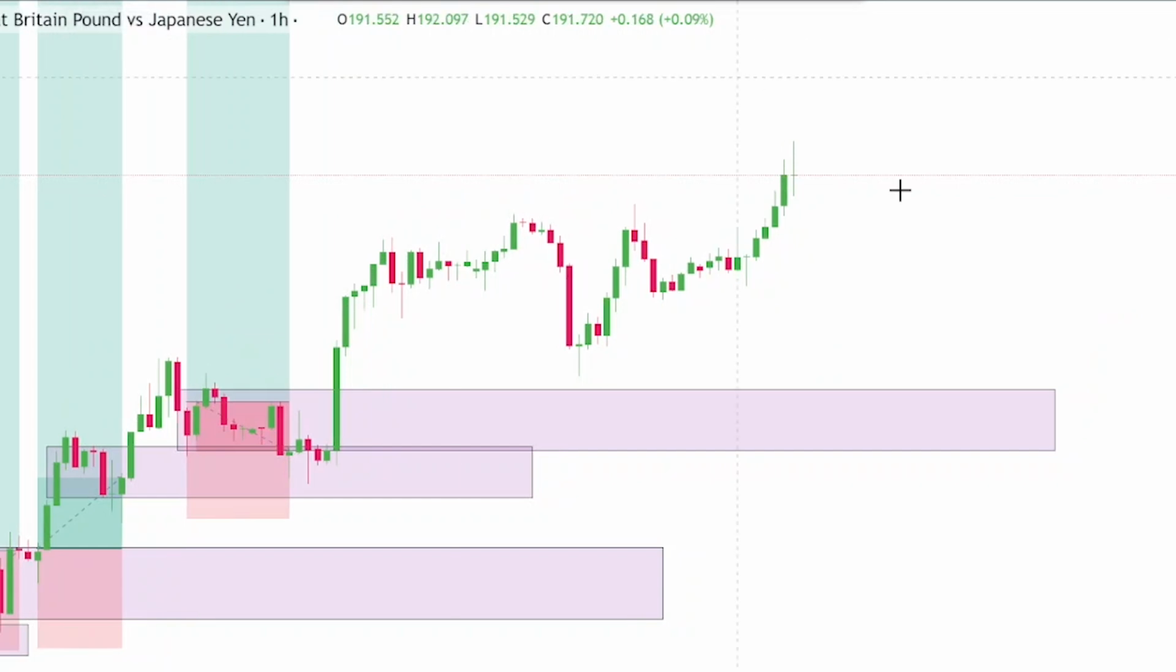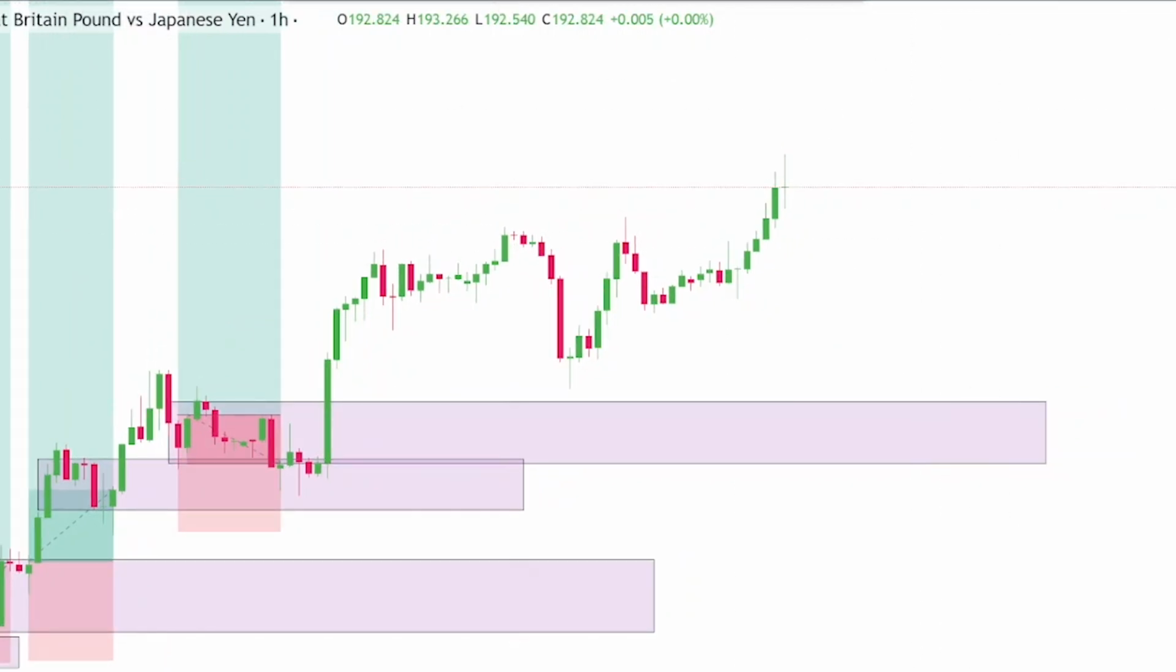Okay, let's see. So we end up moving up and create another area where I can buy from, because this area is hanging from this area as a liquidity. So I'm not going to be looking for a demand area from here. I will look for buying from this area.